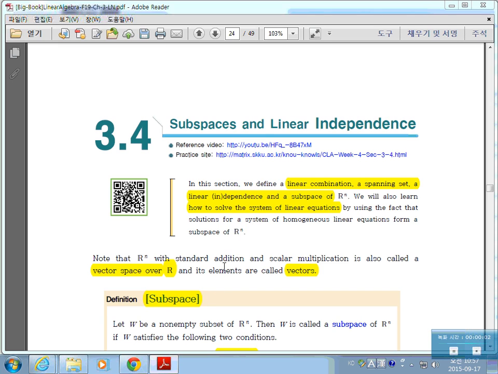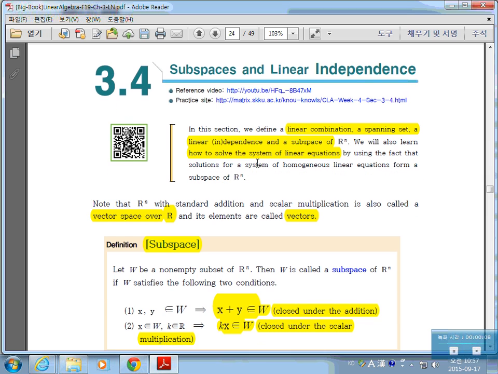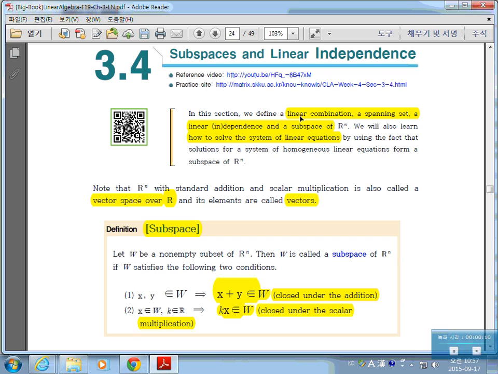Okay, section 3.4, subspace and linear independence. In this section we define a linear combination, a spanning set, linear dependence, and the subspace of Rn. And we will learn how to solve a system of linear equations by using those new concepts.